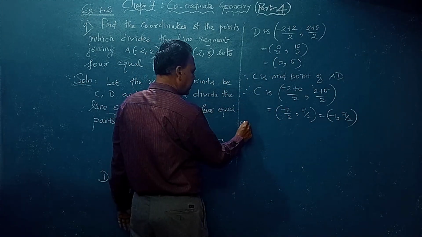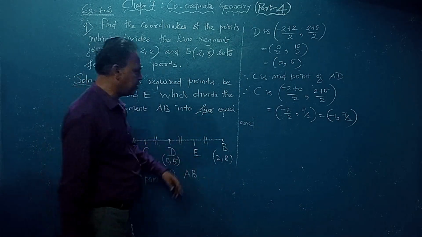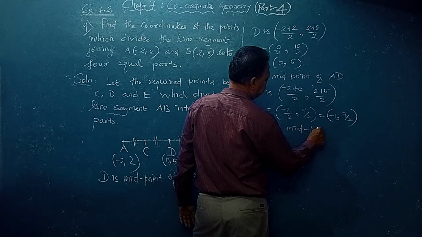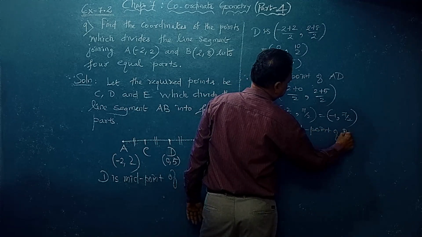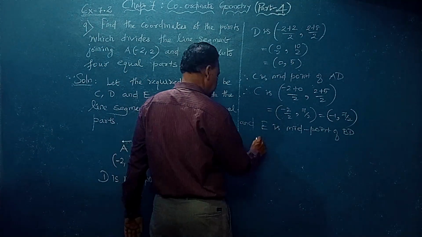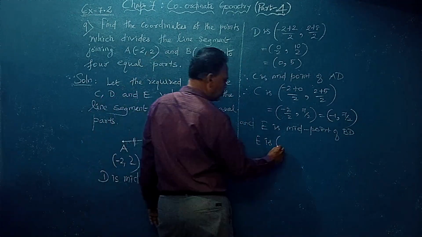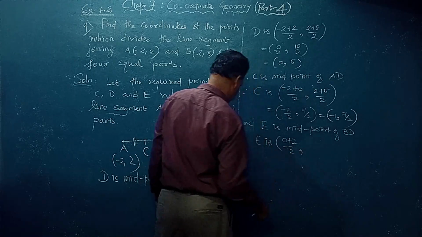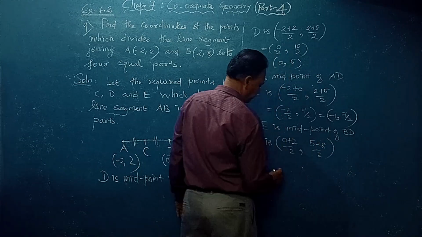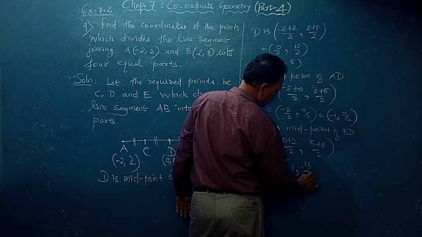And here you see, here also this side two equal parts, so E is the midpoint of BD. Therefore, what is E? Add the x coordinates of B and D. That means (0 + 2) by 2 comma (5 + 8) by 2. That is equal to 2 by 2 is 1, and 5 plus 8 is 13 by 2.